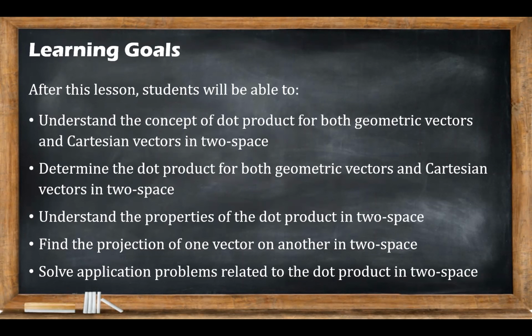First, let's have a look at today's learning goals. After this lesson, you are expected to be able to understand the concept of dot product for both geometric vectors and Cartesian vectors in two space. Determine the dot product for both geometric vectors and Cartesian vectors in two space. Understand the properties of dot product in two space. Find the projection of one vector on another in two space, and then solve application problems related to the dot product in two space.